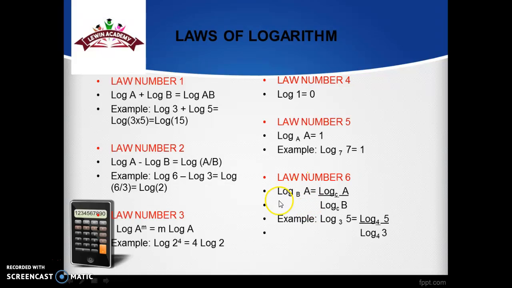So, for example, suppose the original question had a log of 3, right? But you want to change that base to 4 because your calculator cannot do it, right? Then what you do is you put the log 4, and then you put the a, which was this 5, and then you put the log 4 divided by that, which is 3, and then you have a new base, right? So that's how it is done.